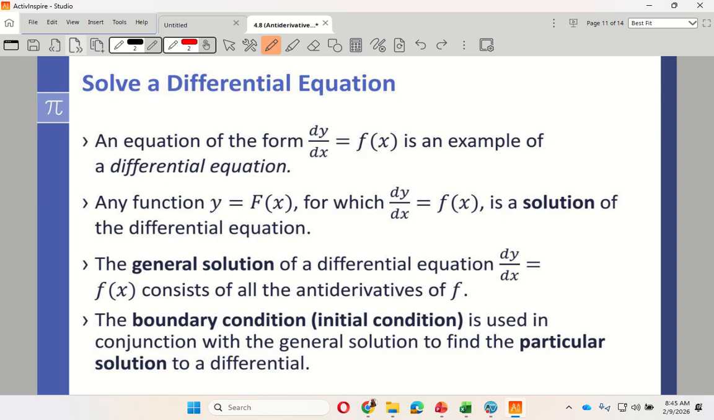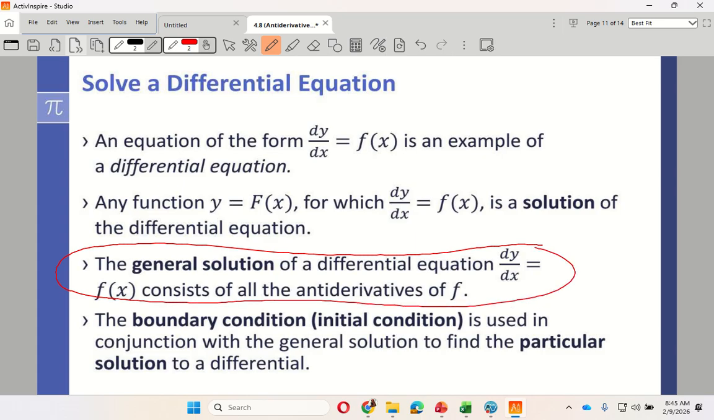okay, this is important. The general solution, I know you guys are all paying attention and not trying to take a nap, is y plus c. The general solution is the one with plus c. The boundary condition, the initial condition, is used in conjunction with the general solution to find the particular solution to a differential equation. That means I'm going to give you an x and y to help you go back and find out what your c was.